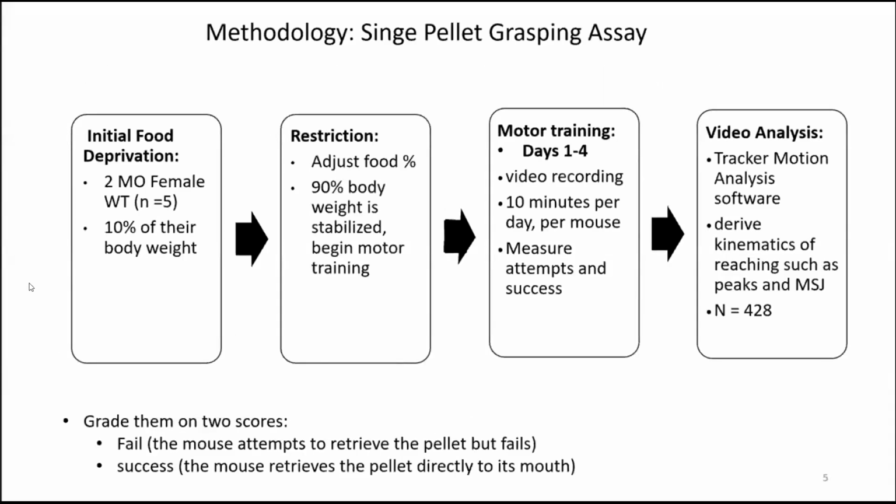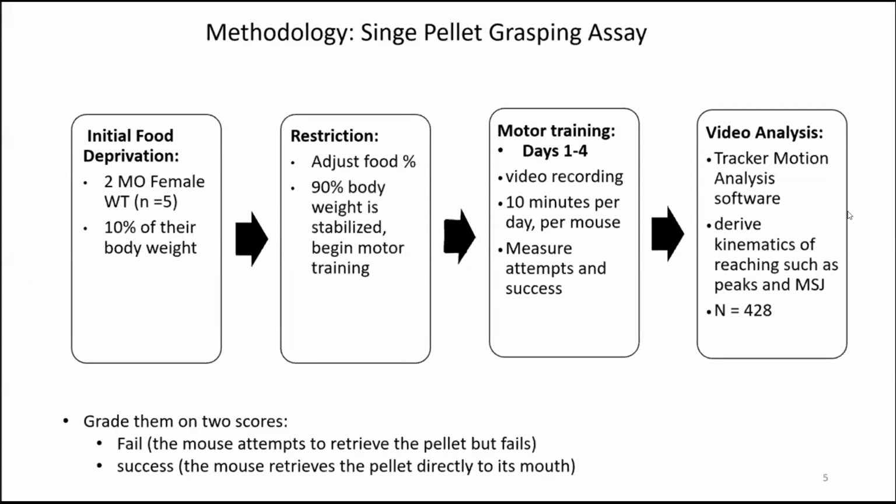To answer these questions, we used the single pellet grasping assay with 2-month-old female wild-type mice and restricted them to about 10% of their body weight and maintained this. And then we began motor training. During the motor training, we allowed mice to reach for as many pellets as they would like by reaching through a slit in their chamber, and recorded the number of successes and attempts during this process, while simultaneously recording the behavior using high frame rate video recording.